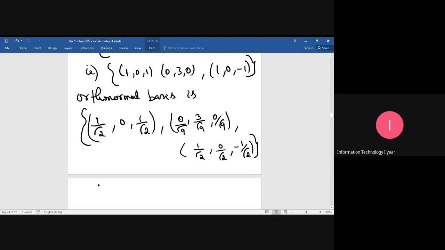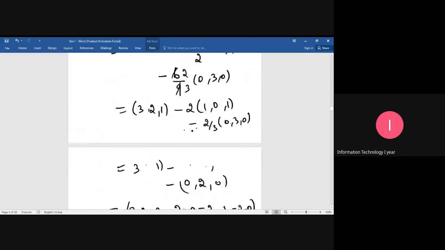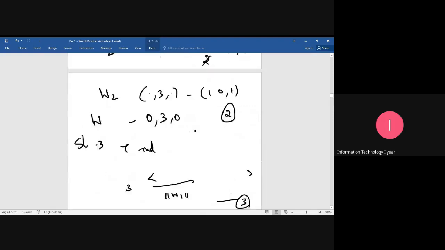So I'm writing the answer again. The orthonormal basis is 1 by root 2 comma 0 comma 1 by root 2. Again, the second one: 0, 3 by root 9, it is actually 1, so 0 comma 1 comma 0. Then 1 by root 2 comma 0 comma minus 1 by root 2. So these are the orthonormal basis. This is the way we find the orthonormal basis for the given vectors. I'll explain you again. Very simple if you know the formula.